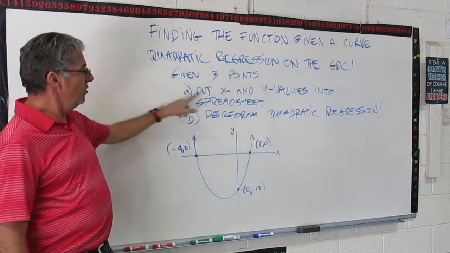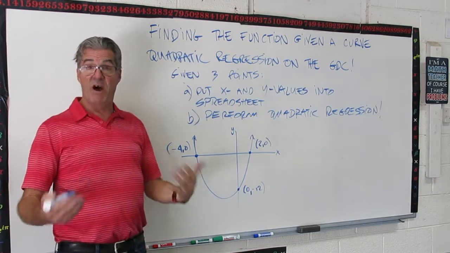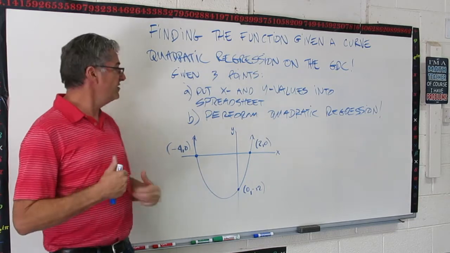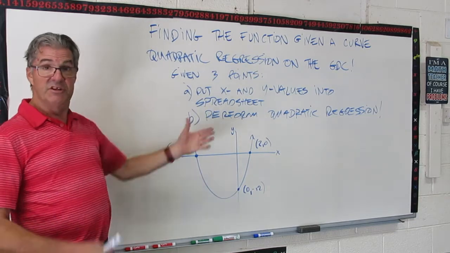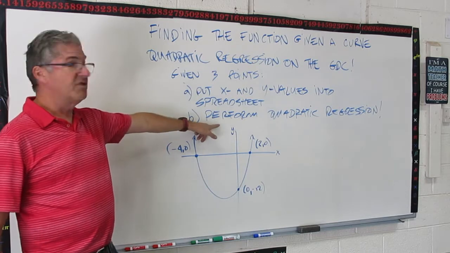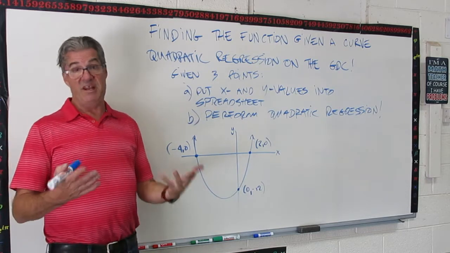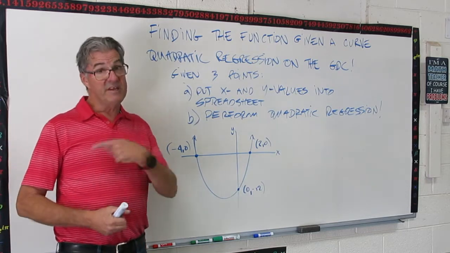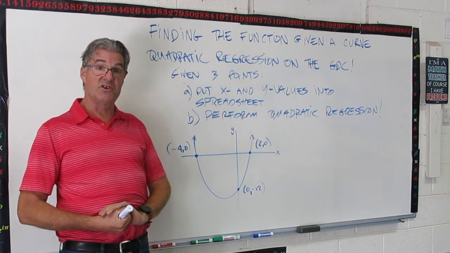So check this out. What we're going to do is enter the x and y values into the calculator in a spreadsheet, and then we're going to use the menu system to perform a quadratic regression. And it's going to spit out the function. Pretty cool. I'll be in the emulator in just a second to show you how that works.